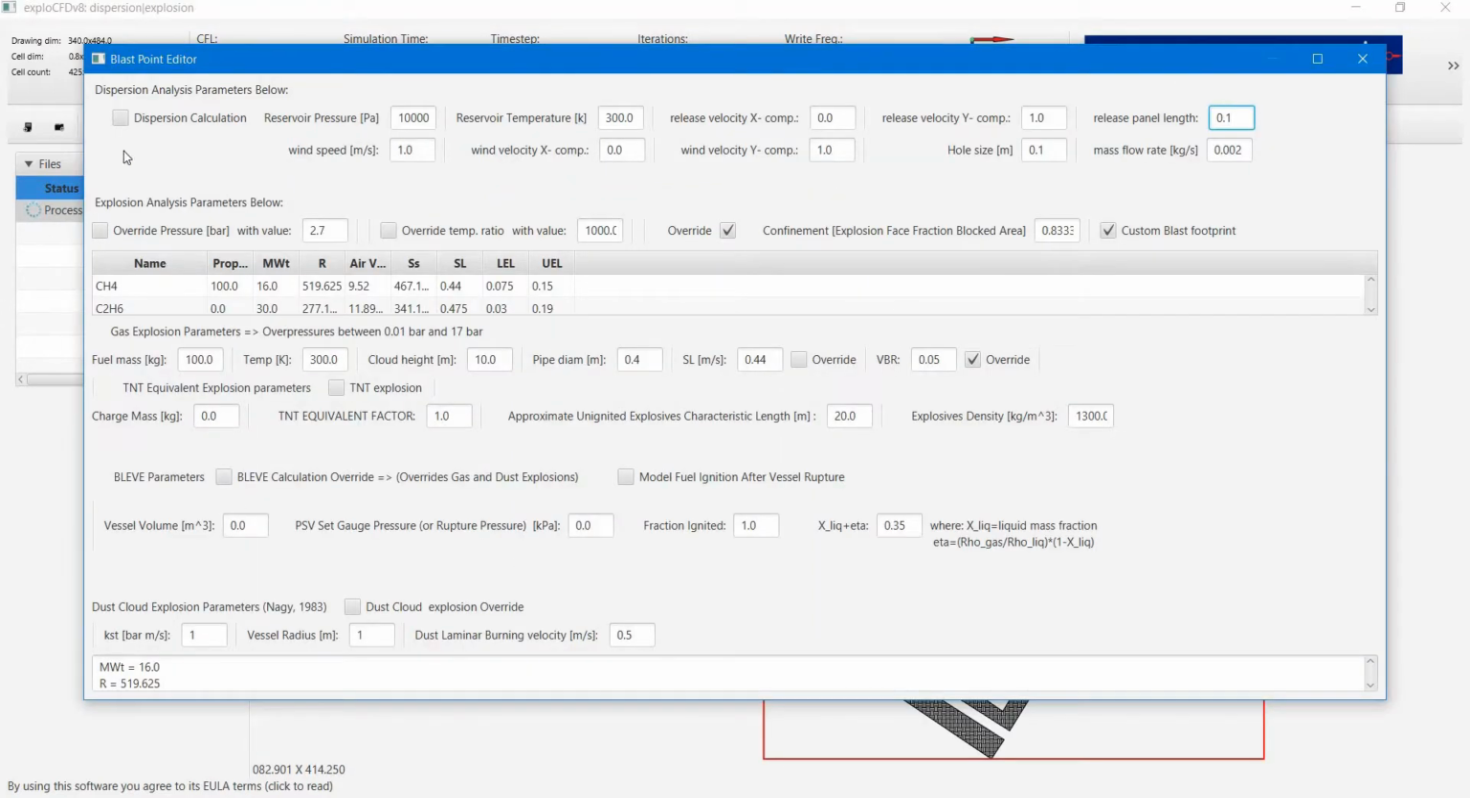To set up a dispersion simulation, all you have to do is select dispersion, and we need to put in the expected mass flow rate. We've been told that the estimated mass flow rate is 0.1 kilograms per second, and here the release panel is 100 meters. This value is actually quite high, so the cloud may be rich in some portions, but it obviously works for any release rate. And that's all you need to do for the dispersion calculation setup.